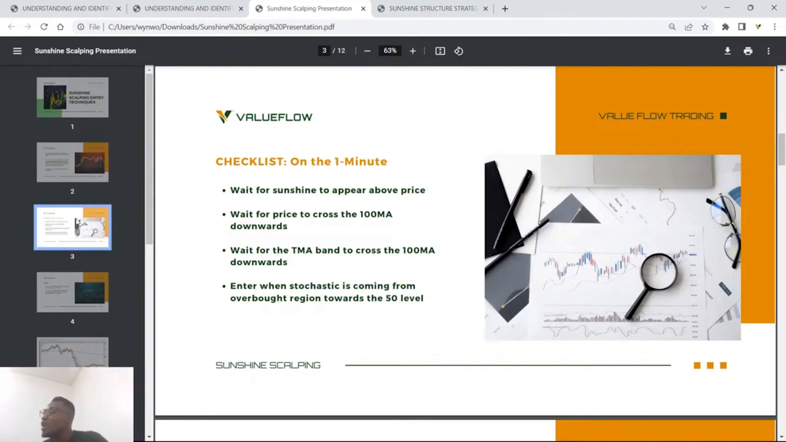This is what you want to see. So when you do not see them, what do you do? I wait. The market is always moving, 24/5, which means for 5 days, 24 hours, the market is always moving. If you do not pay attention to your checklist and you jump into a trade, you will lose. Moving forward, you wait for price to cross the 100 moving average, sloping downwards. Then you wait for the TMA band to cross the 100 moving average downwards. And then when do you enter?